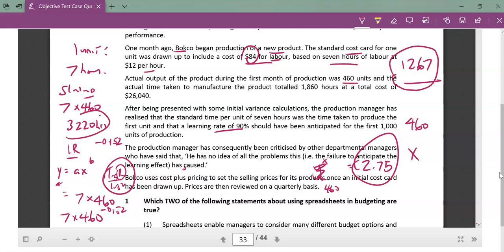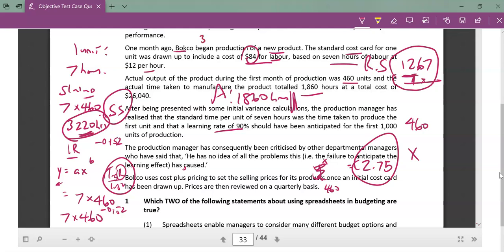So I started off with this standard. I'm revising it to this. And what I'll do is tell you that what actually happened was you took 1,860 hours to make this thing. So this is what actually happened. This is my revised standard, and this was my original standard. So operational planning variances are telling me that you need to change your initial standard from 3,220 to my revised standard, and operational is telling me the difference between what actually happened and your revised standard. So let's just quickly do that.